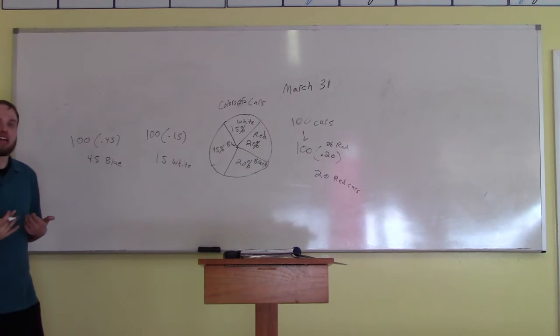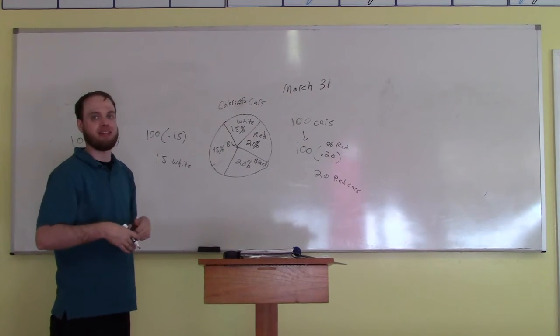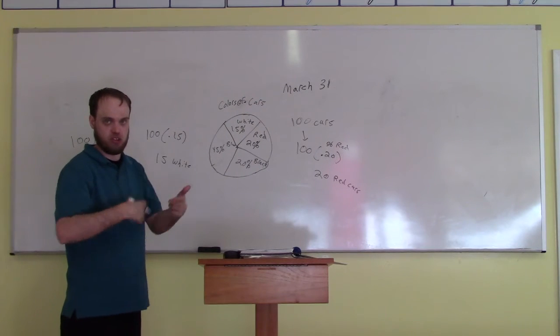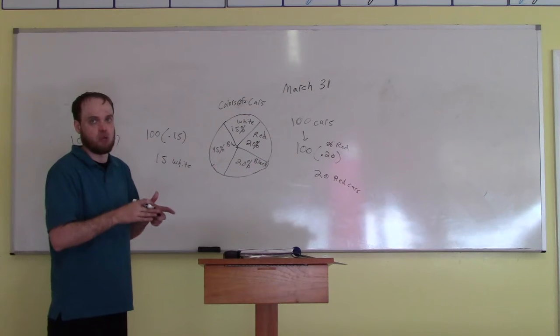So that's basically all you have to do. You take the percent you're dealing with, change it to a decimal, and multiply times the total amount, and that will give you how many of each category.